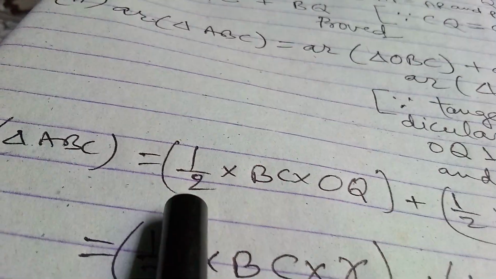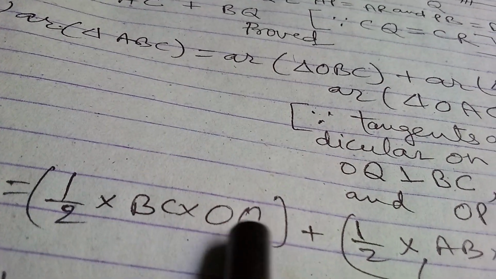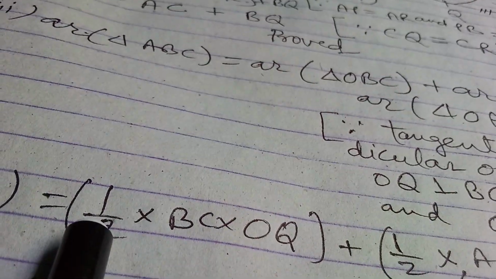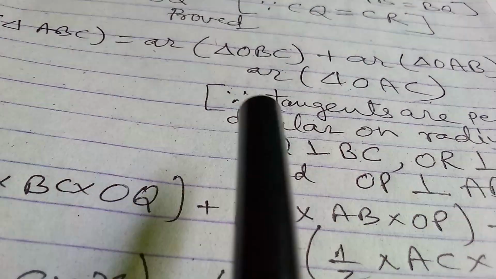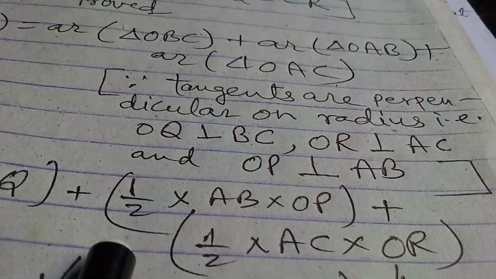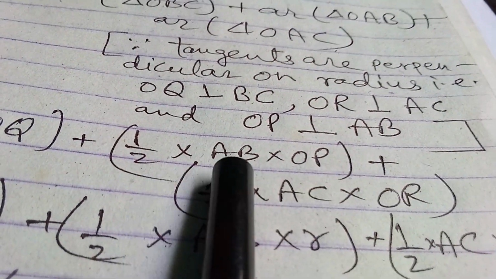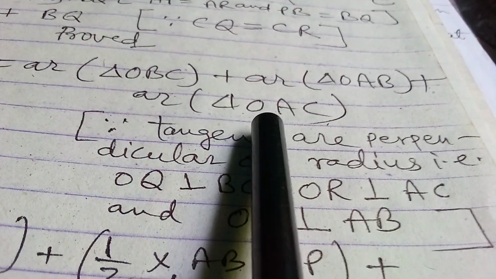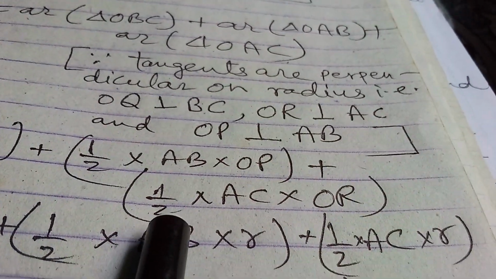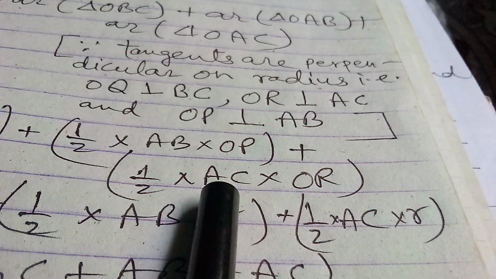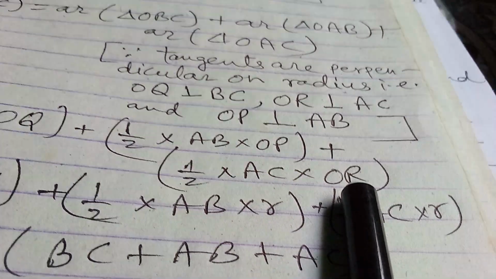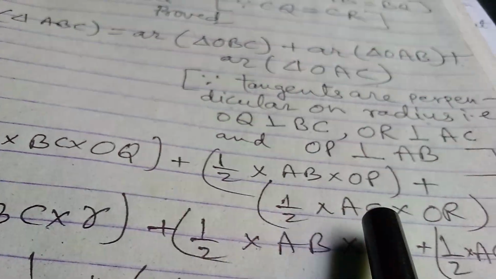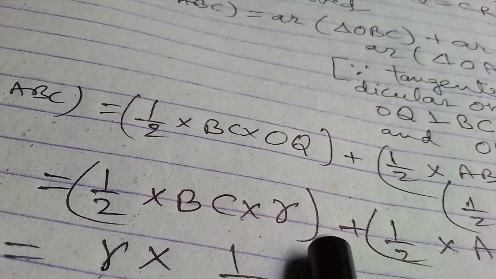And now we are putting in the values, and you know that area of a triangle is half into base into height. Here height is the radius. So for triangle OBC, its area is 1 by 2 into BC into OQ, plus for triangle OAB, 1 by 2 into AB into OP. AB is the base and OP is the perpendicular, which is the radius. And for triangle OAC, half into AC into OR. Here AC is the base and OR is the perpendicular. And OQ, OP and OR are radii, so we are writing R for that.